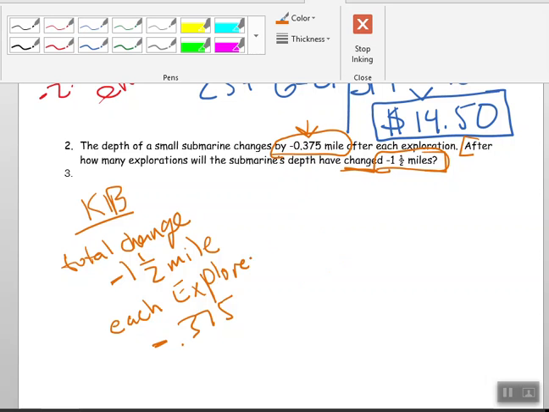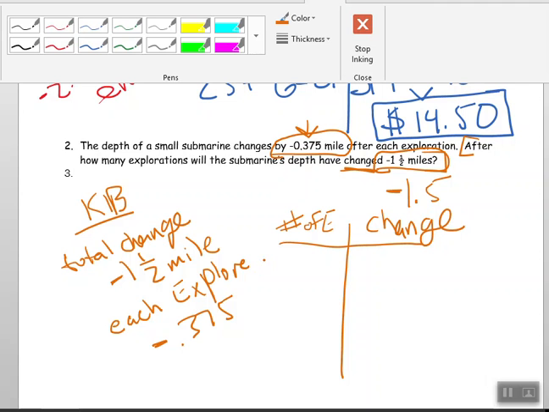Well, first of all, we know that it's not fun to work with both decimals and fractions in the same problem. And since 0.375 is not an exciting one to turn into a fraction, we're just going to turn this into a decimal. So we're going to say it's -1.5, and that's where we're going here. And so I'm going to make a little t-chart. This one is going to be my number of explorations on this side, and this side here is going to be my change.